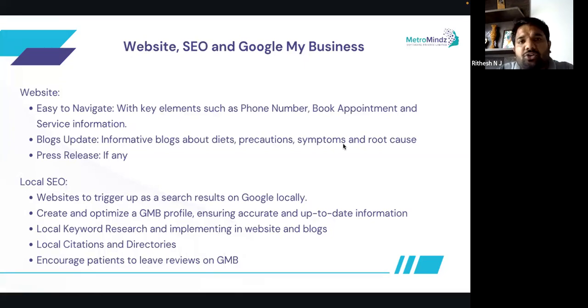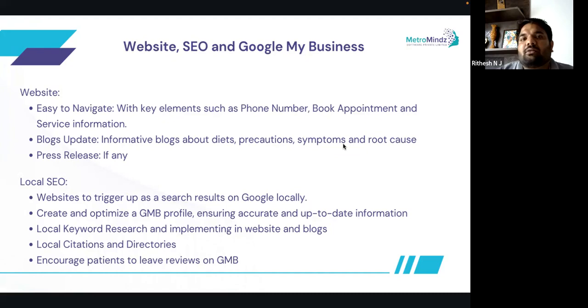And in order to do SEO, search engine optimization, or I would say, very simply, to come on the first page of Google when someone is searching, not even by your name, but maybe by looking for information about drugs, diets, precautions or symptoms, we might need to write blogs, which is very simple.